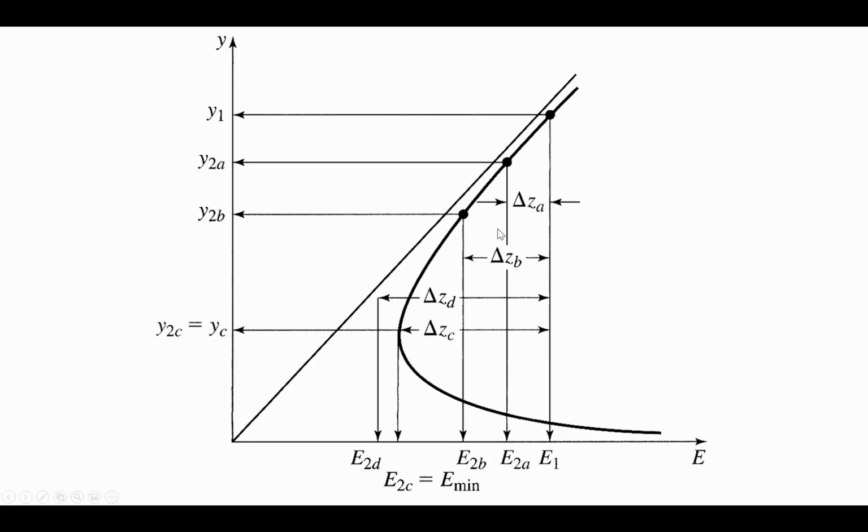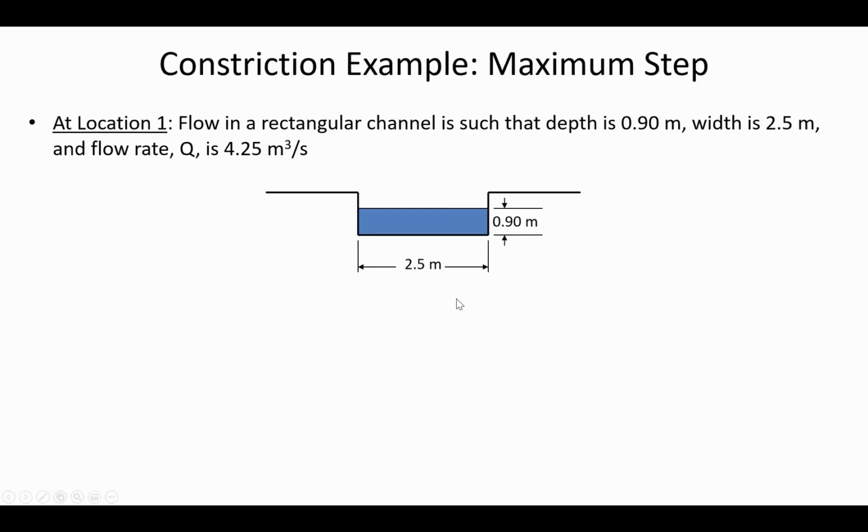Okay, so just that second look at the specific energy diagram, we need to have a new specific energy diagram. A new curve is going to be required so that there's enough energy to get over this obstruction delta ZD. Okay, so these are abstract ideas.